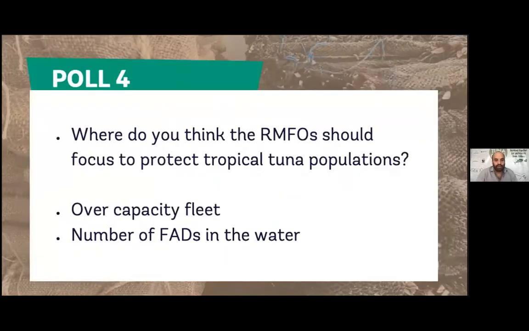Now, here we have another question for you. Where do you think the RFMOs should focus to protect tropical tuna populations? Where should they focus? On the overcapacity fleet or on the number of fads in the water? We would like to know your opinion. Where should the work of scientists of RFMOs be regarding the management of tuna fishing and its handling of populations?